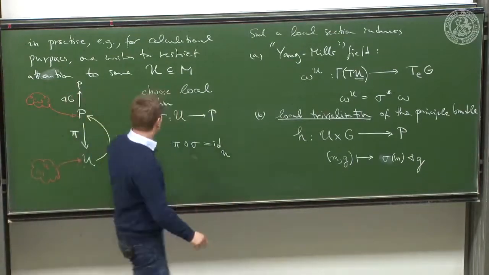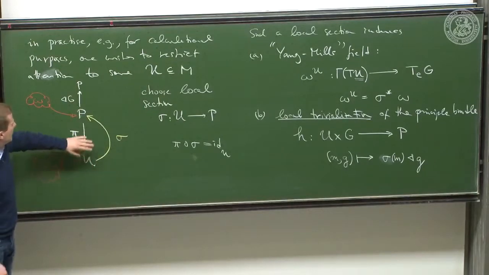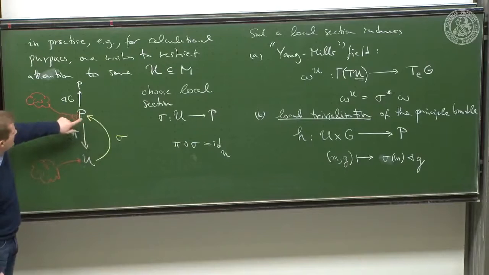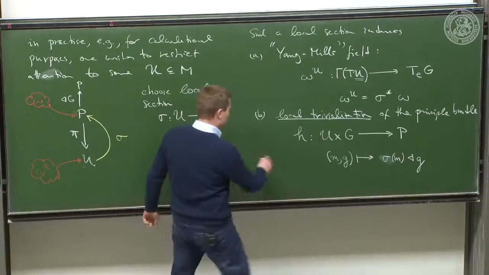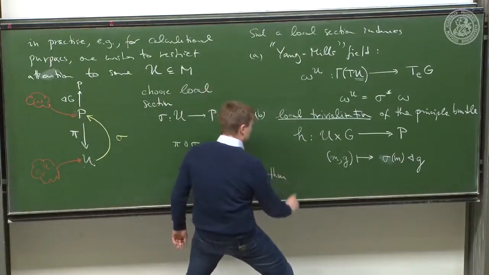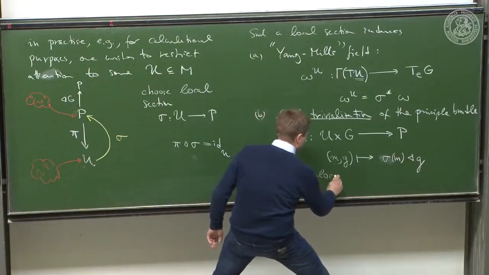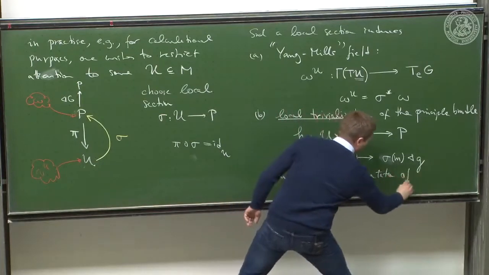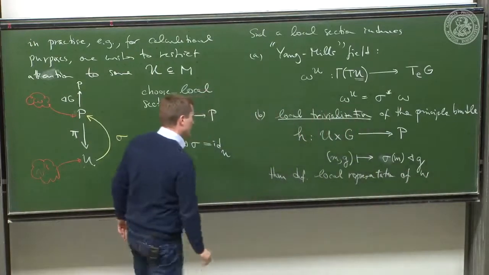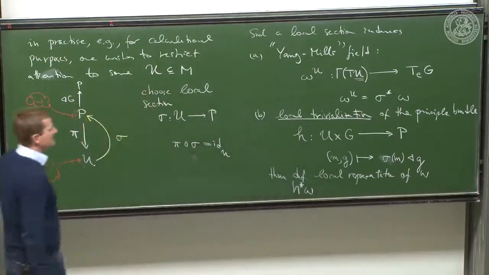Okay? So again, the section does two things. It allows you to pull back the connection form to a Yang-Mills field, and it allows you to understand part of this P as this local trivialization. And once you have this local trivialization, then you can define the local representation of the connection 1-form as the pullback of omega under this H.